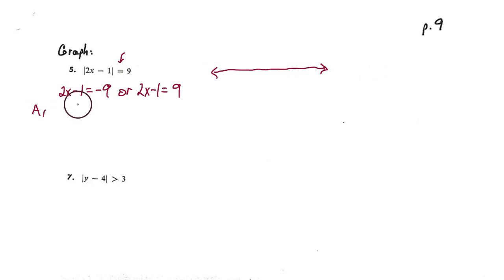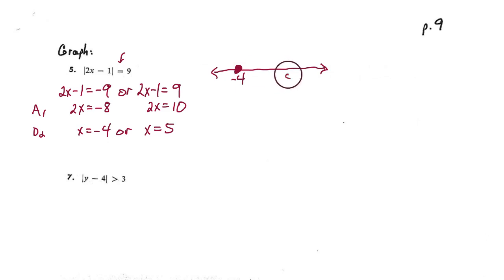So we need to add 1, so we get 2x equals negative 8, and then we need to divide by 2, so we get x equals negative 4. The other one is solved the same way. When you add 1, you get 2x equals 10, and when you divide by 2, you get x equals 5. We can graph those two numbers. Negative 4 gets a dot, and positive 5 gets a dot.